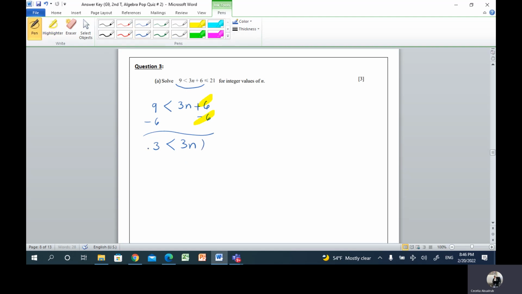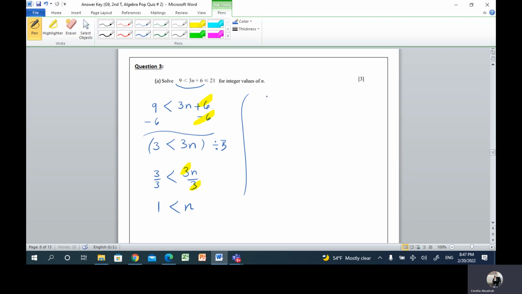So we're going to get rid of the coefficient of n by dividing each side of the inequality by 3. So 3 over 3 is less than 3n over 3. And once again, 3 and 3 are going to be cancelled here. And 3 over 3 is 1 less than n. This is the first part.